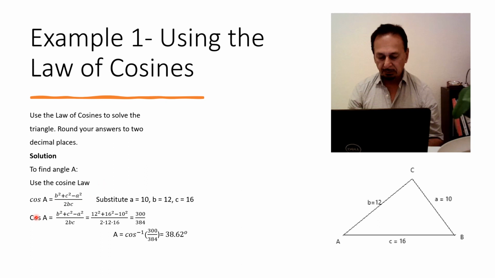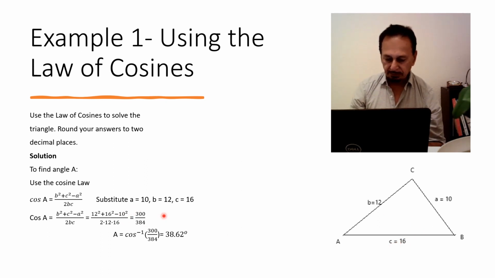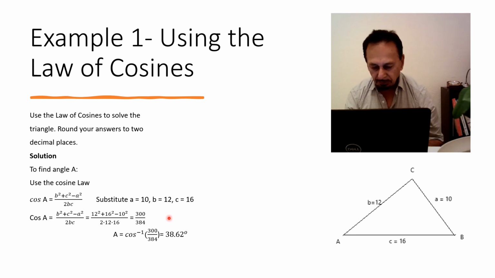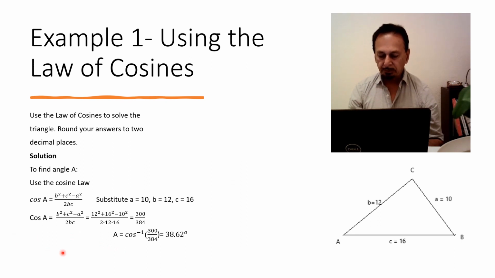So using the law of cosines in this form, cosine of A equals b squared plus c squared minus a squared over 2bc. So we substitute a is 10, b is 12, c is 16. So the cosine of A becomes 12 squared plus 16 squared minus 10 squared over 2 times 12 times 16. If you simplify, it gives you 300 over 384. So now using the inverse property of cosine, A would be cosine inverse of 300 over 384, and then use the calculator and round to two decimal places. You should get 38.62 degrees.